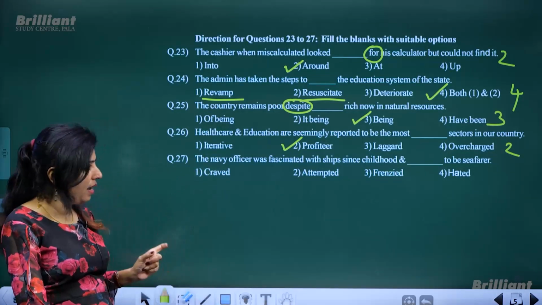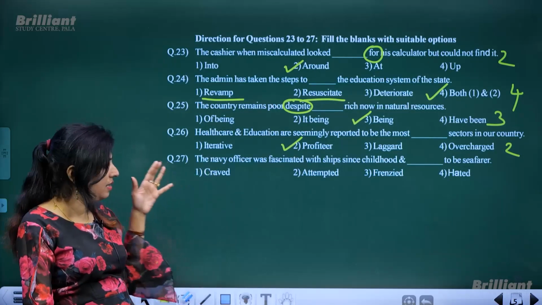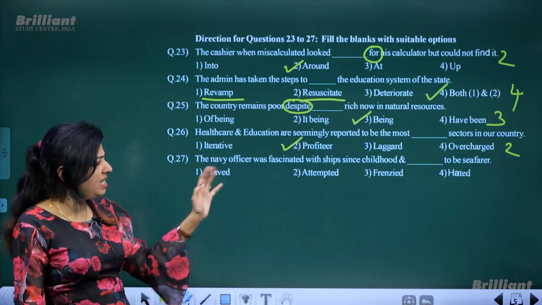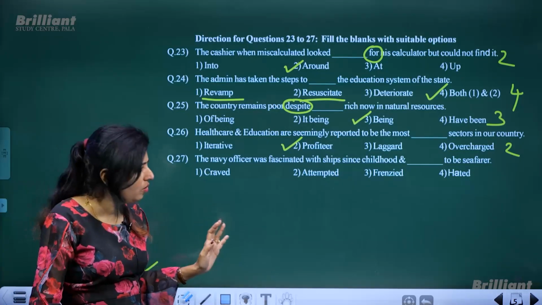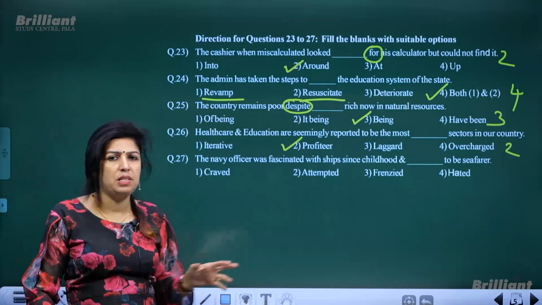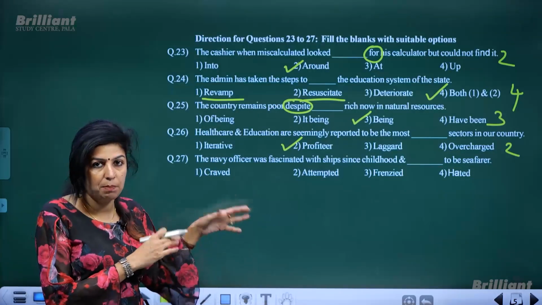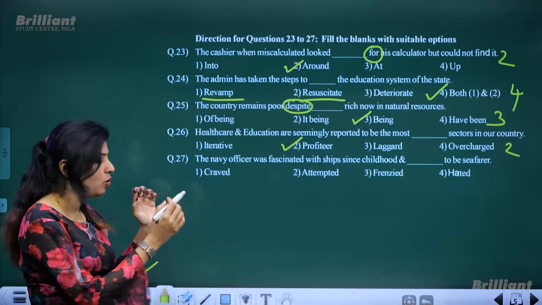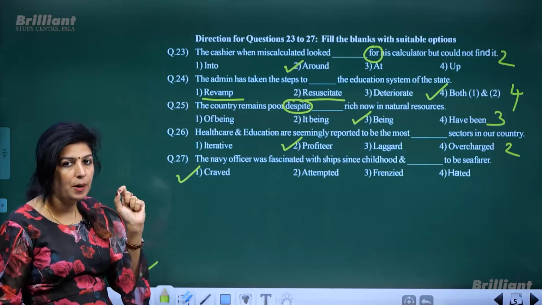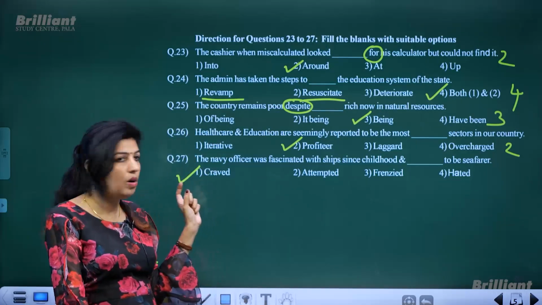Now which option is suitable for the blank? The Navy officer was fascinated with ships since childhood and dashed to be a seafarer. Attempted to be, just tried, no. Hated, no. Frenzied means mad about something. So that madness or passion, being passionate, is not used. So we can go for the safer option, and that is craved. That means to have a deep desire. To have a deep desire is craving or craved.